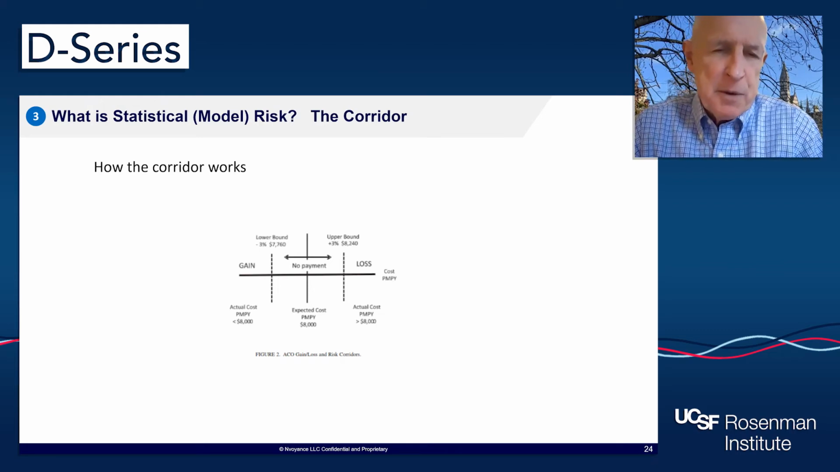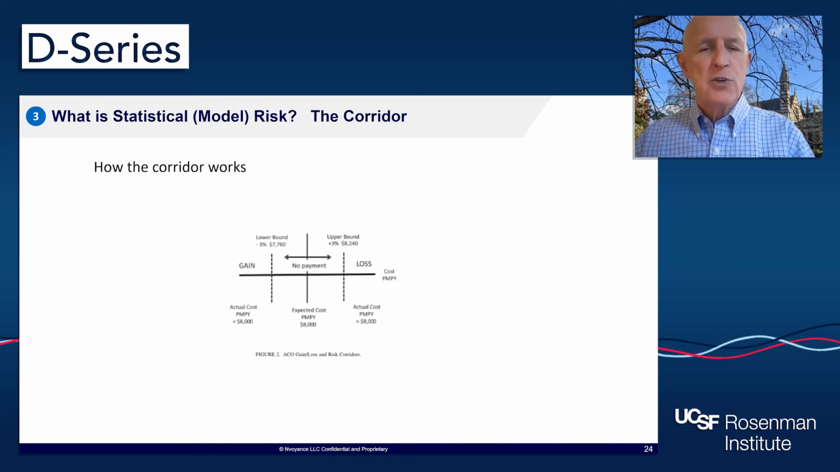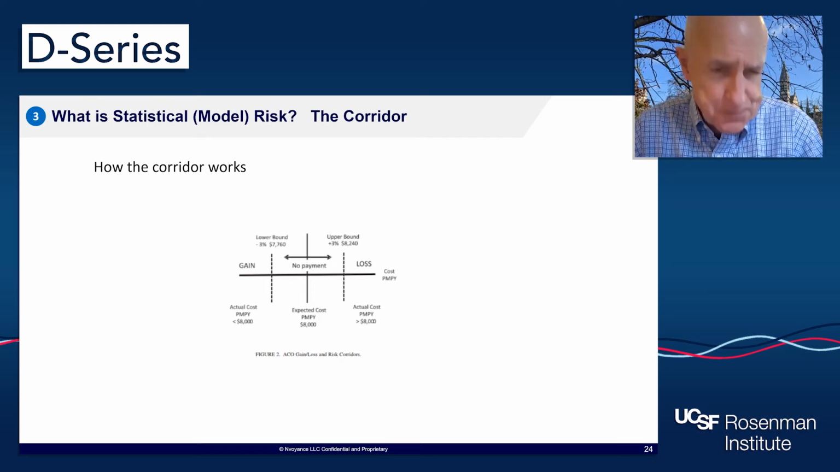If your number were to come in, for example, at 7,800, now we're within the corridor. And what CMS says is, we're within the corridor, no gain, no loss. So even though you appear to have saved me $200 PMPY, we're not going to share any of that with you because we consider it to be within this variation that we're anticipating here.